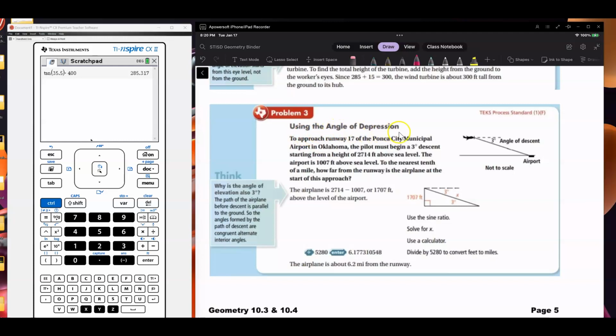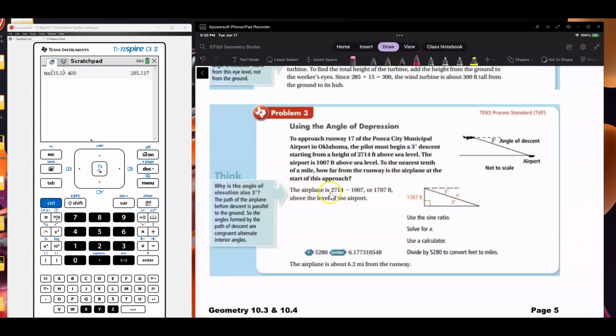Using angle of depression, you see here we have the line that is non-horizontal and it's below the angle, so that's 3. To approach runway 17 of Ponca City Municipal Airport in Oklahoma, the pilot must begin a 3-degree descent starting from a height of 2,714 feet above sea level. The airport is 1,007 feet above sea level. To the nearest tenth of a mile, how far from the runway is the airplane at the start of the approach?